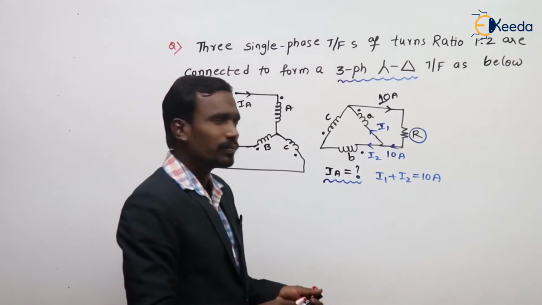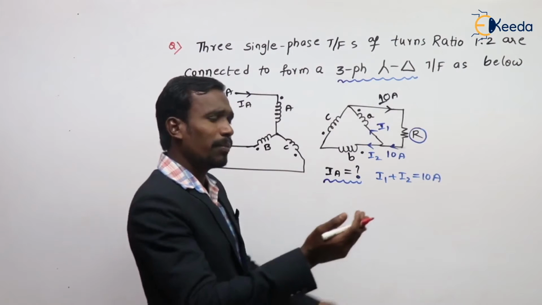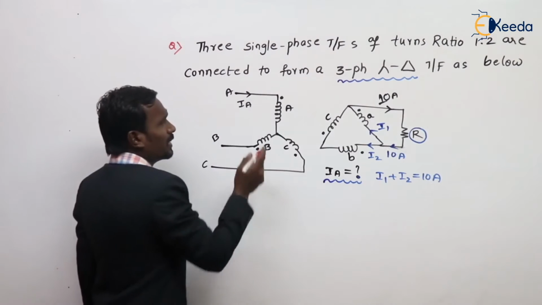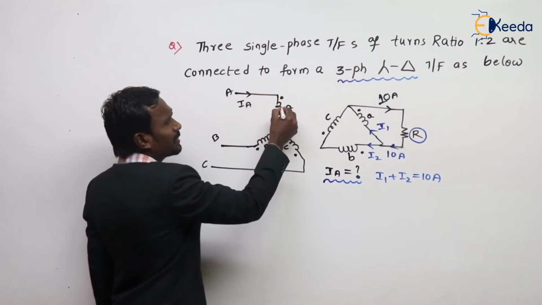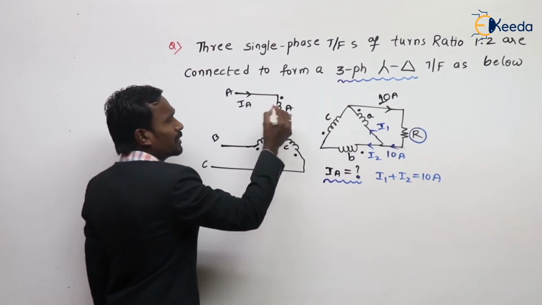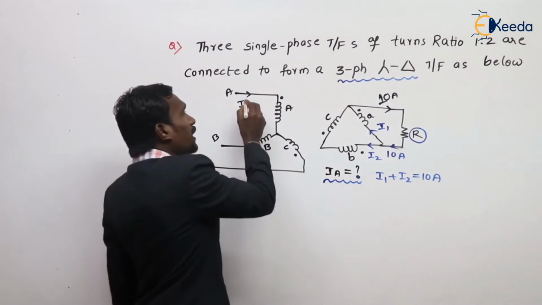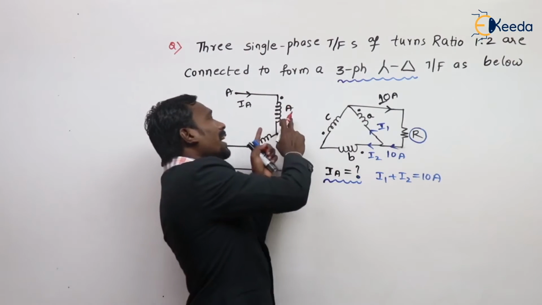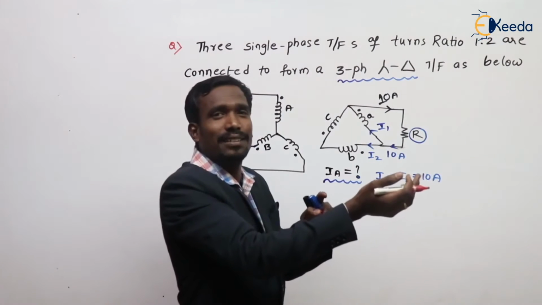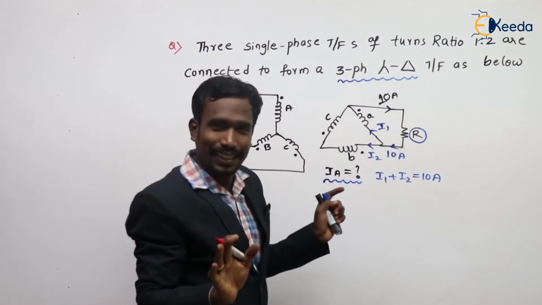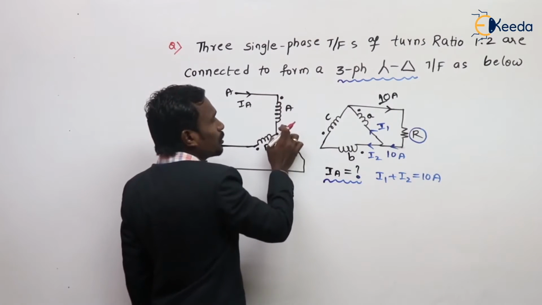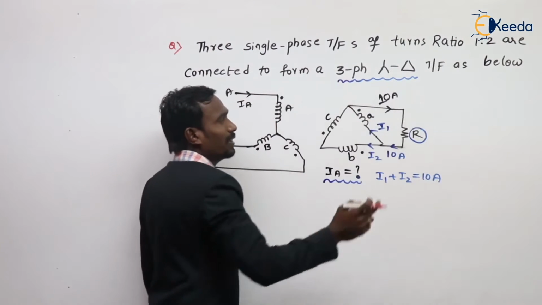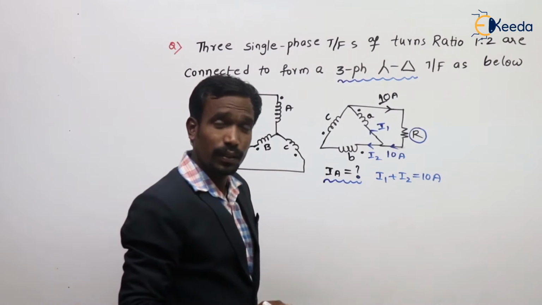Remember this. Then next, according to the MMF balancing equation in a transformer, see here my IA current enters into the coil at this dot notation, enters into the transformer. If here IA enters into the transformer, here the current in the A phase should leave from the winding. Then only these two are compensated. Once current enters into the coil, here I1 in the A phase leaves from the coil at the dot notation. Are you okay?